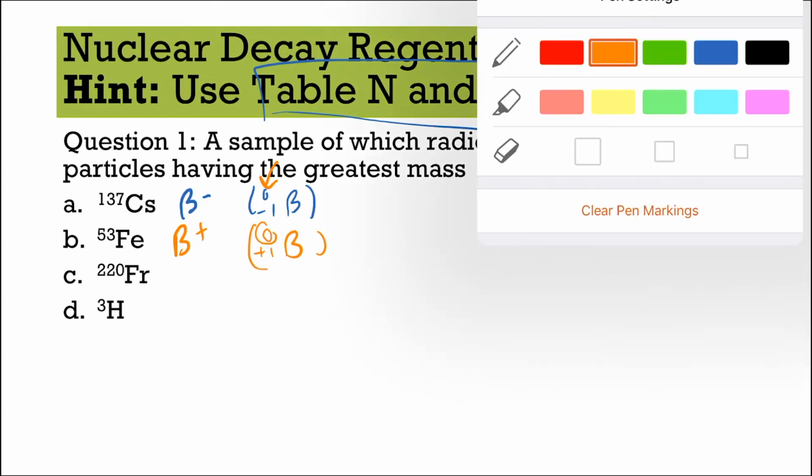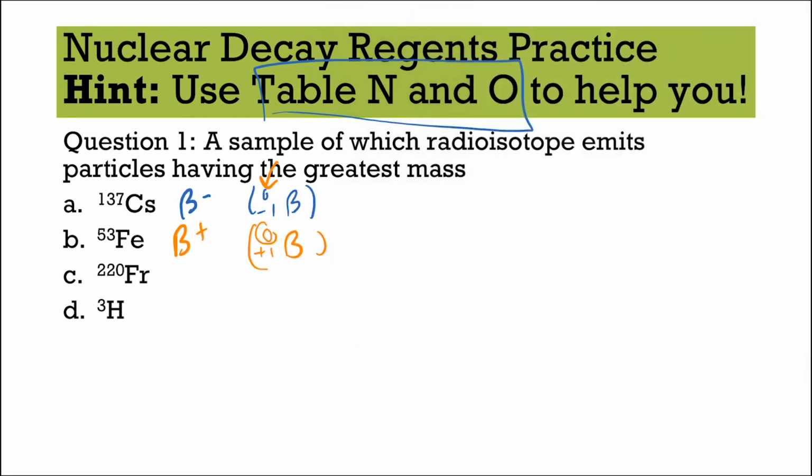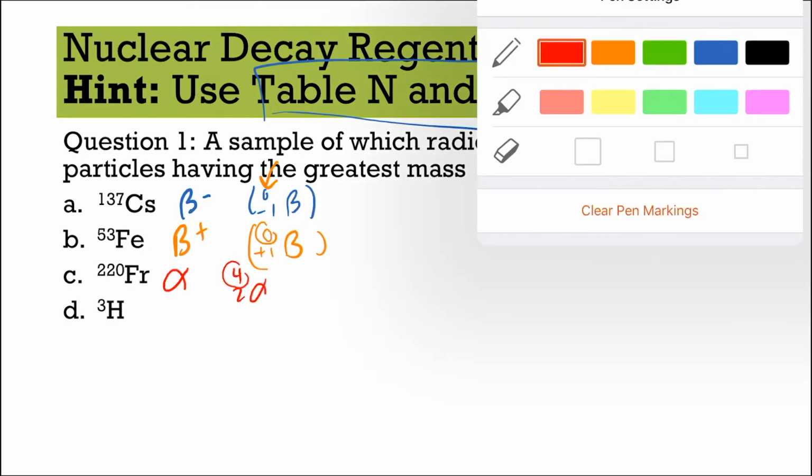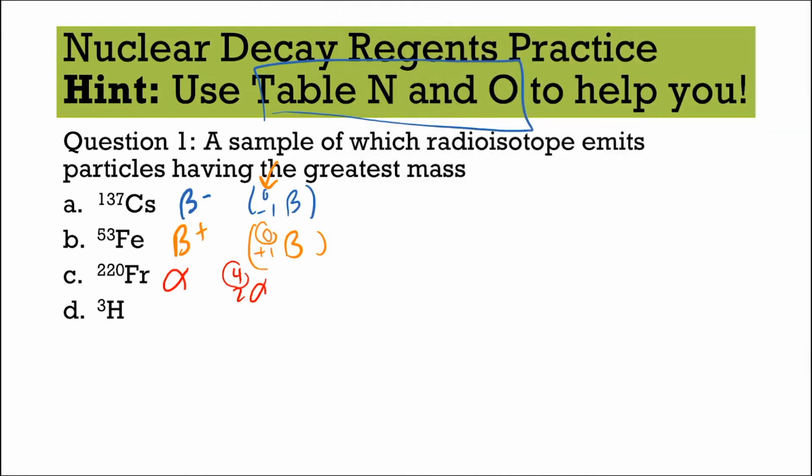If we look at francium-220, that is an alpha particle, and the alpha particle has a mass of 4. That pretty much looks like our answer, but just to cover all of our bases, choice D, H-3, is a beta minus, and again, that has no mass. So the best answer here is answer choice C. So again, you're using Table N to figure out what type of decay it is, and then Table O to figure out the mass of that particle.